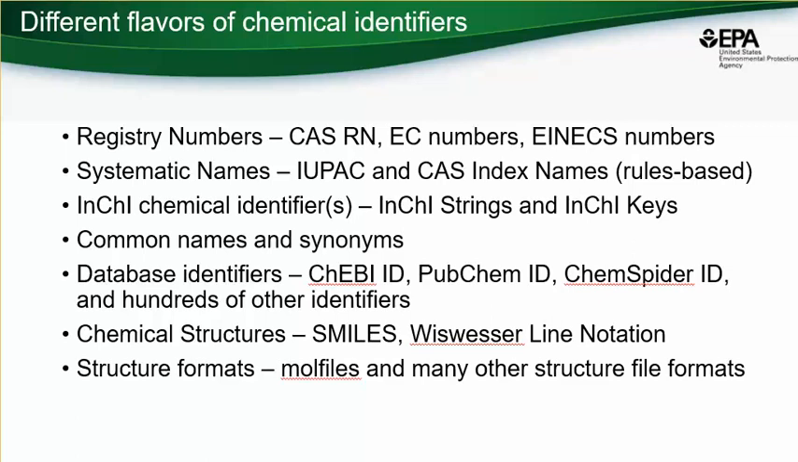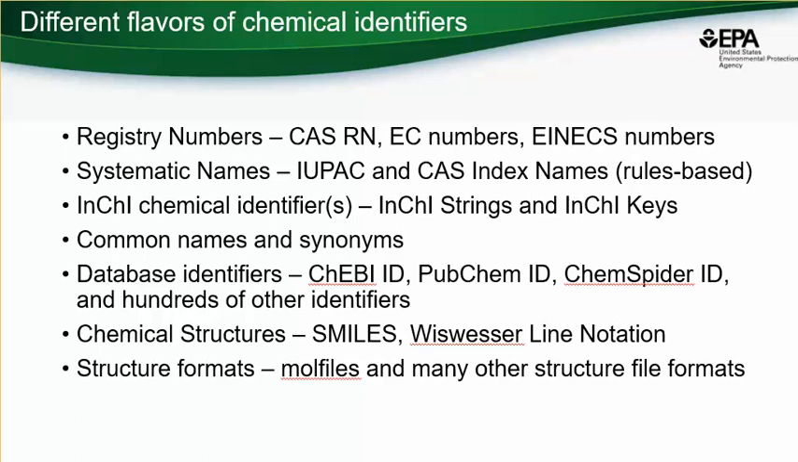Many of you are using registry numbers, either CAS registry numbers or some of the European-based EC numbers, EINECS numbers, etc. You're all taking benefits from systematic names, IUPAC names, CAS names. These are rules-based so that they can be converted back to structures. The InChI chemical identifiers, of course, have brought great benefit to the internet in terms of linking. We've got common names and synonyms, pesticide names, drug names, etc.